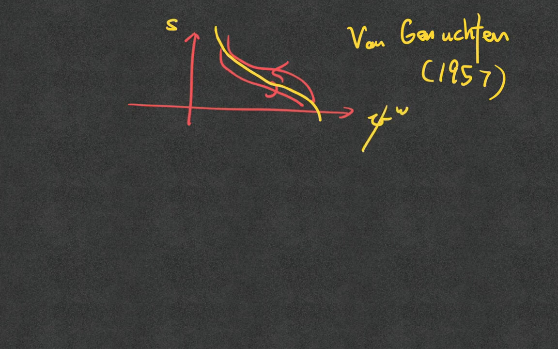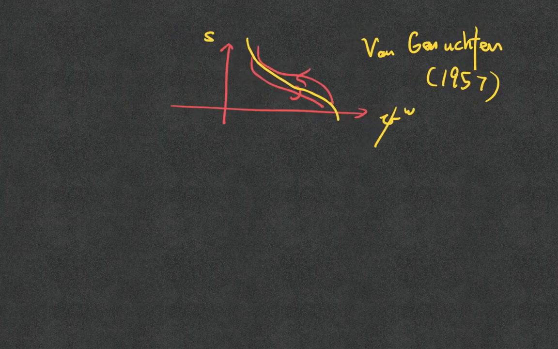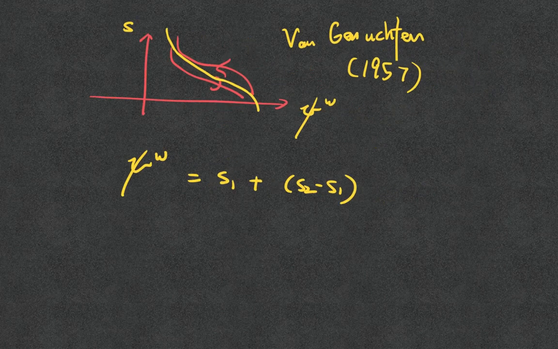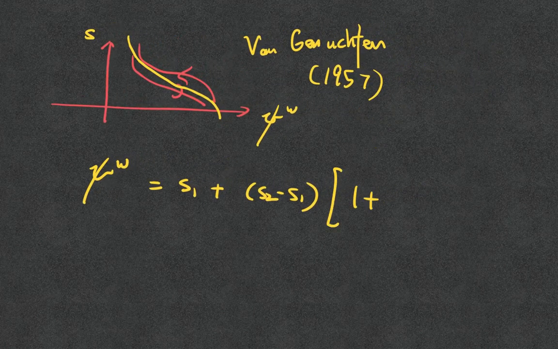So if you only care about the yellow curve, that means you collapse the wetting path and the drying path into one path. You lose the accuracy, but you significantly simplify the model. And that model has a specific form where the degree of saturation of water is assumed to be related to S1 plus S2 minus S1 times 1 plus S divided by SA to the power of N minus M.